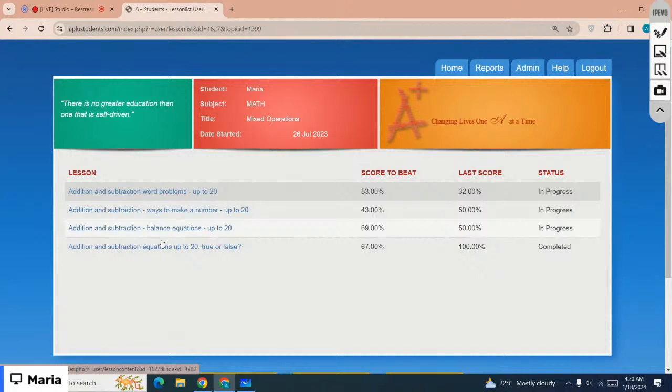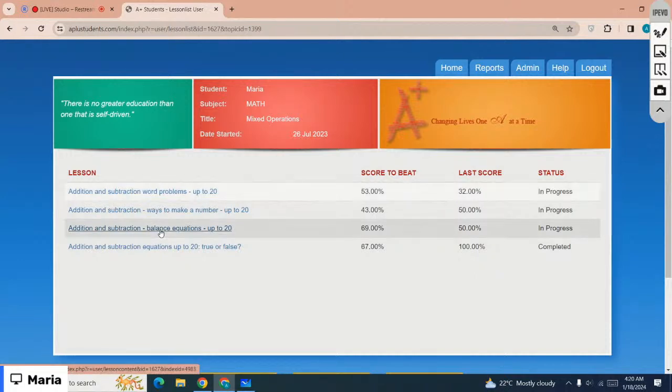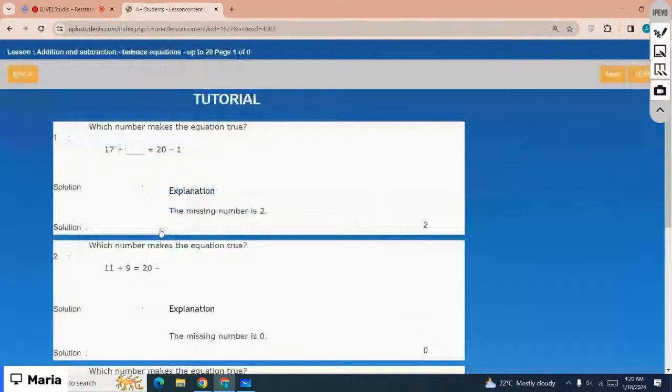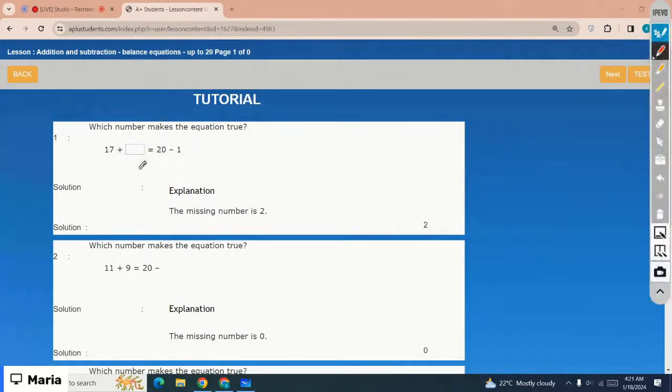So let's start with the lesson, addition and subtraction balance equations. You need to keep both sides of the equation exactly equal, right? Start with the first example: which number makes the equation true? The equation is 17 plus missing number equals 20 minus 1, right? So here you are given both the numbers.